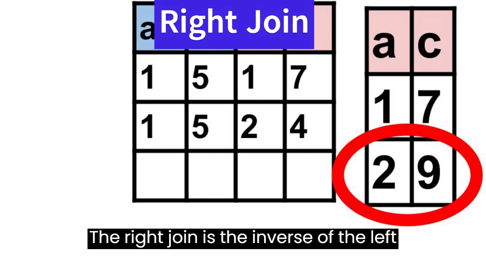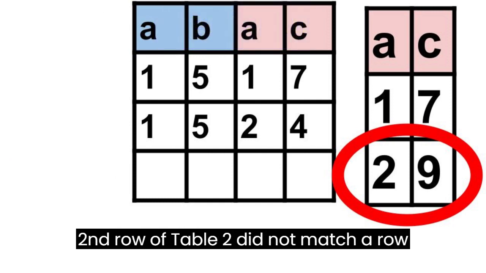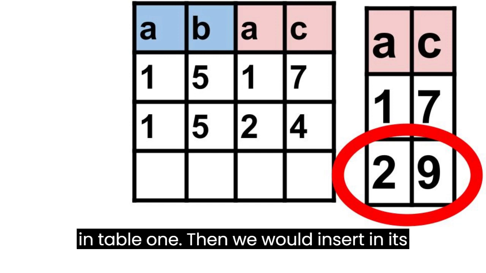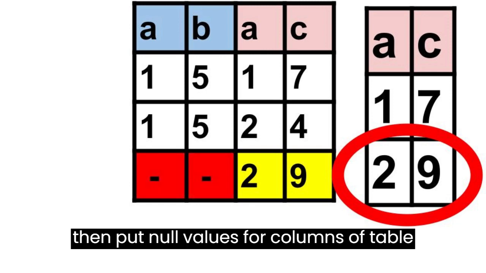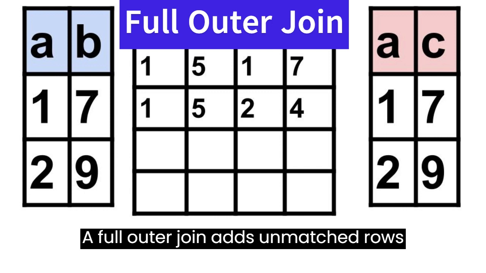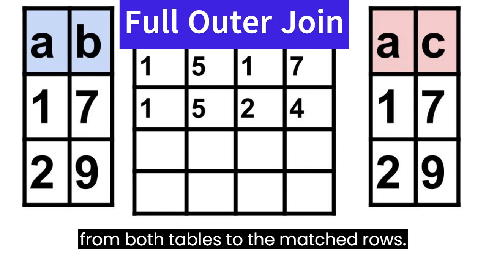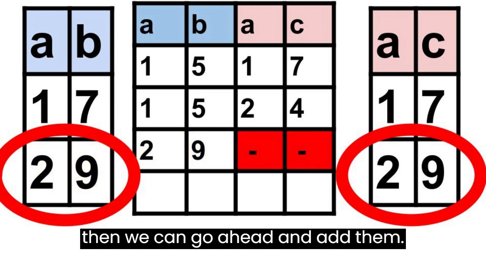The right join is the inverse of the left join. Hypothetically, let's assume the second row of Table 2 did not match a row in Table 1. Then we would insert in its values into the columns for Table 2, and then put null values for columns of Table 1. A full outer join adds unmatched rows from both tables to the matched rows. Let's say these two rows are unmatched, then we can go ahead and add them.